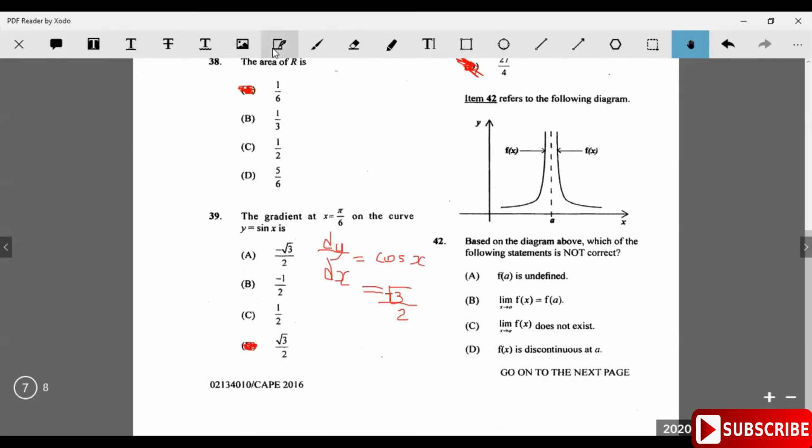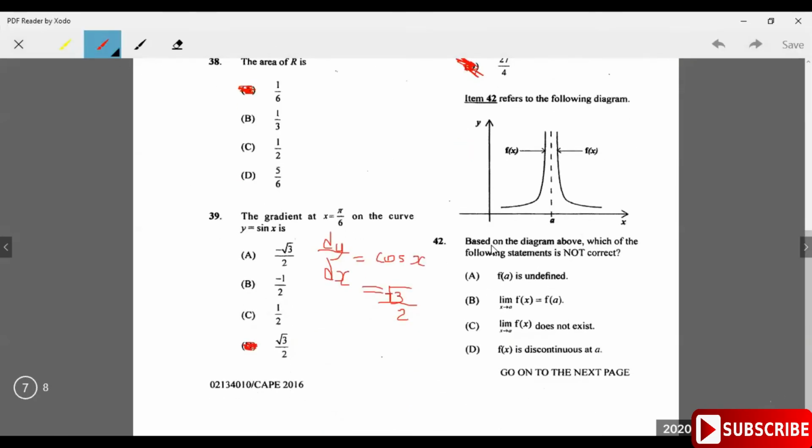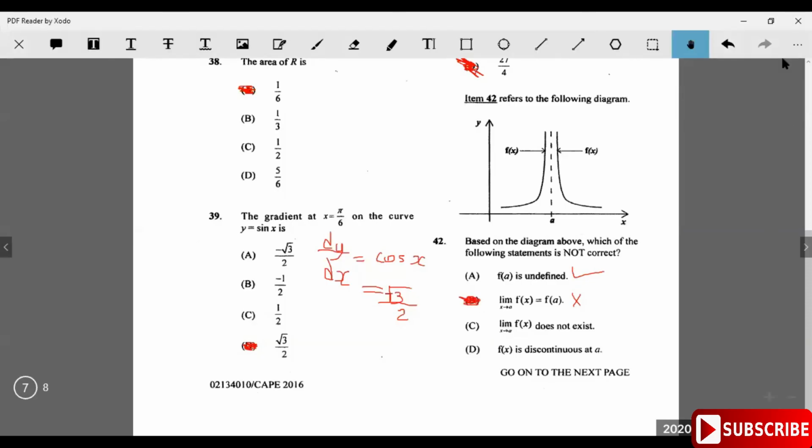Question 42. Question 42 says, based on the diagram, which of the following statements is not correct? It is asking us which is not correct. F of A is undefined, that is true. We don't know what f of A is, so it is undefined. It says the limit as x goes to A of f of x is f of A. Now if f of A is undefined, then we can't know the limit. So this one is not true, that's B. And that's too easy, soft.